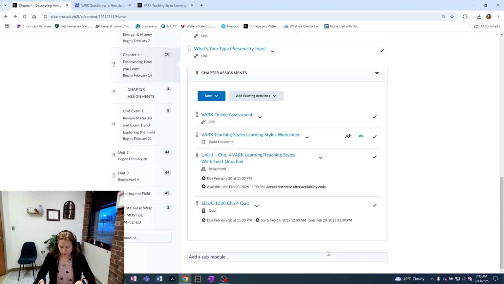Also on 4.4, which starts on page 91, I want you to look at that in your textbook because it talks about multiple intelligences, which is important. And you will also be taking, inside your book, the multiple intelligence inventory to see where you fall. And then you can get your results on page 93.